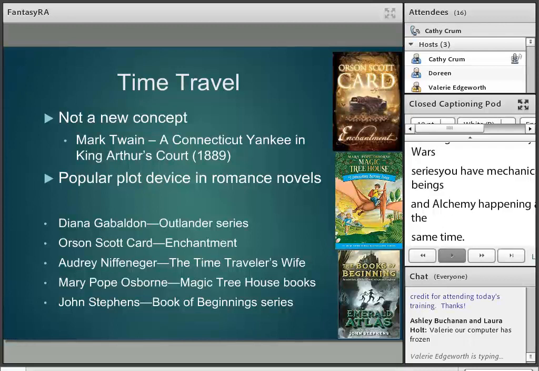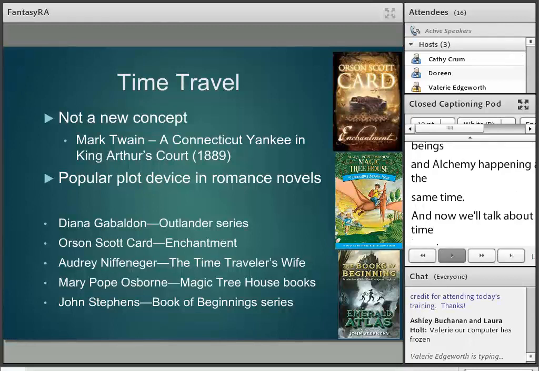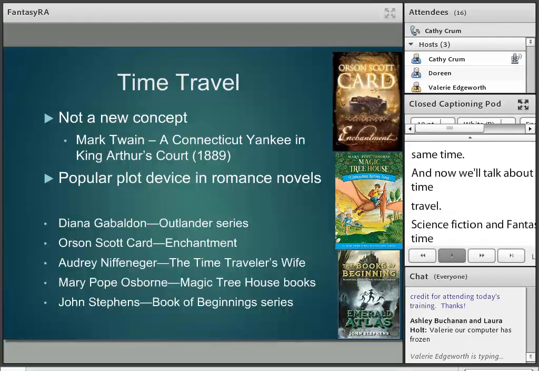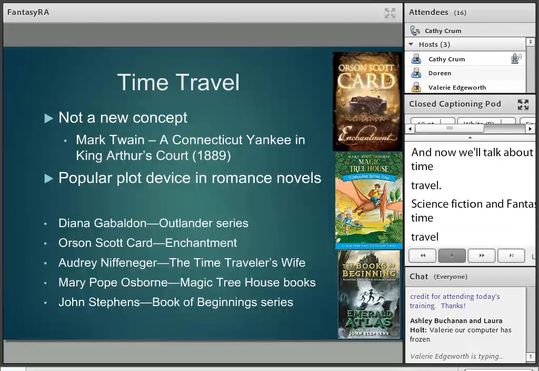There are two kinds of time travel: science fiction time travel and fantasy time travel. The difference between the two is the method of travel. If a person uses a device or some other technological or scientific method for time travel, it is science fiction. If a person steps through a magic portal or uses some magical object to travel in time, that's fantasy.